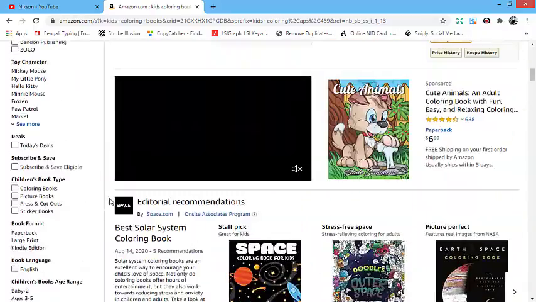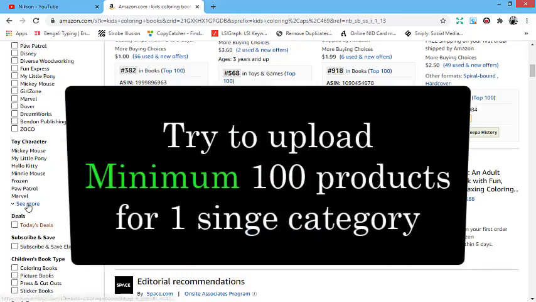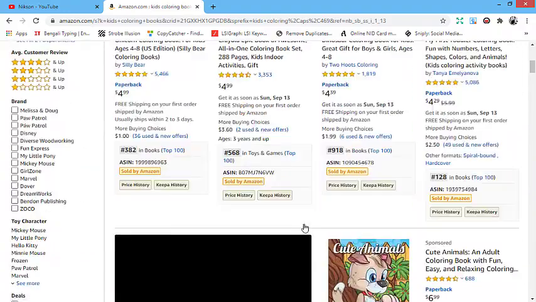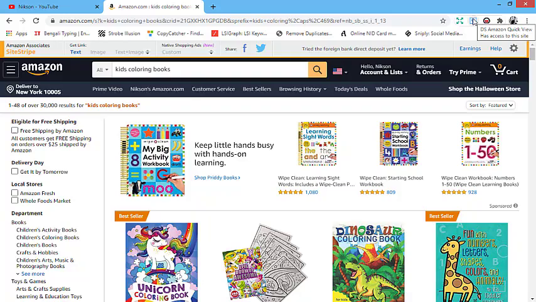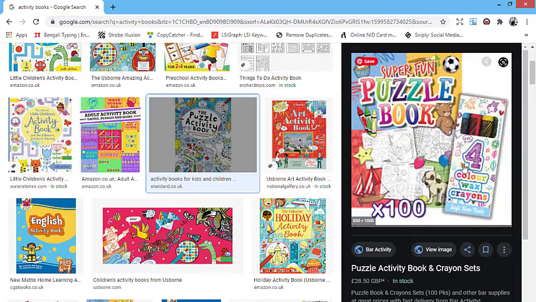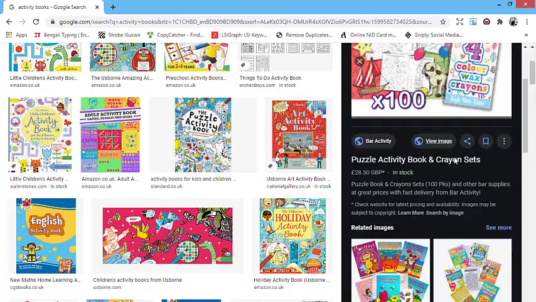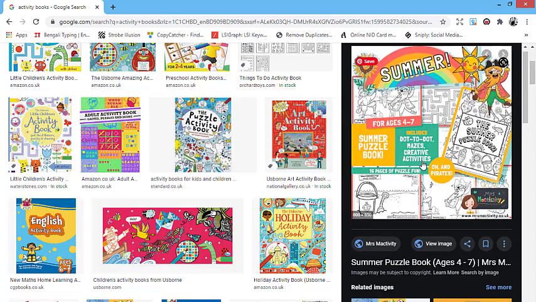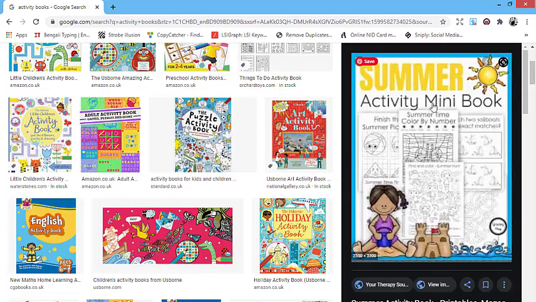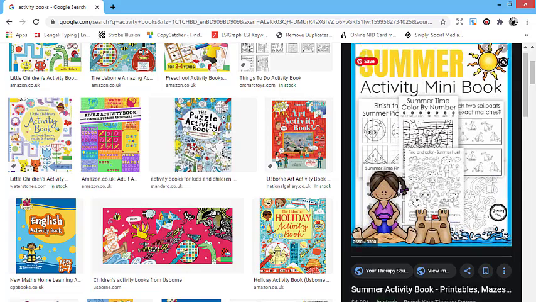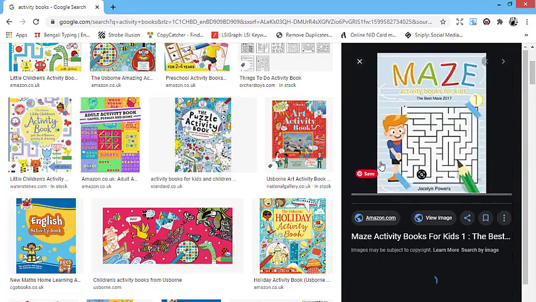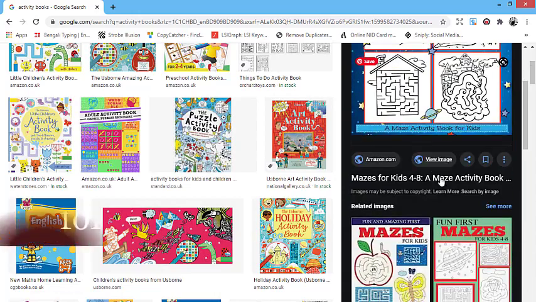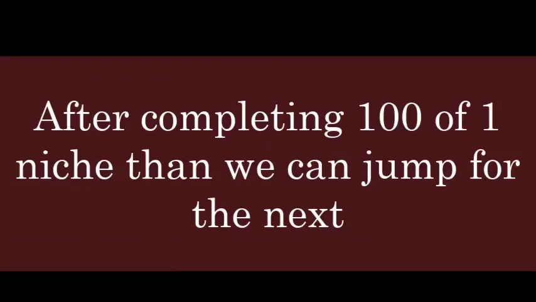At first we have to set a target. The target is to upload at least 100 products in the same niche. By same niche, I mean if we choose kids, then we make all activity books related to kids, like coloring books for kids, activity sheets, diaries, journals, the type of books that help kids. We have to make at least 100 activity books related to that niche, and then we can go for the next niche.